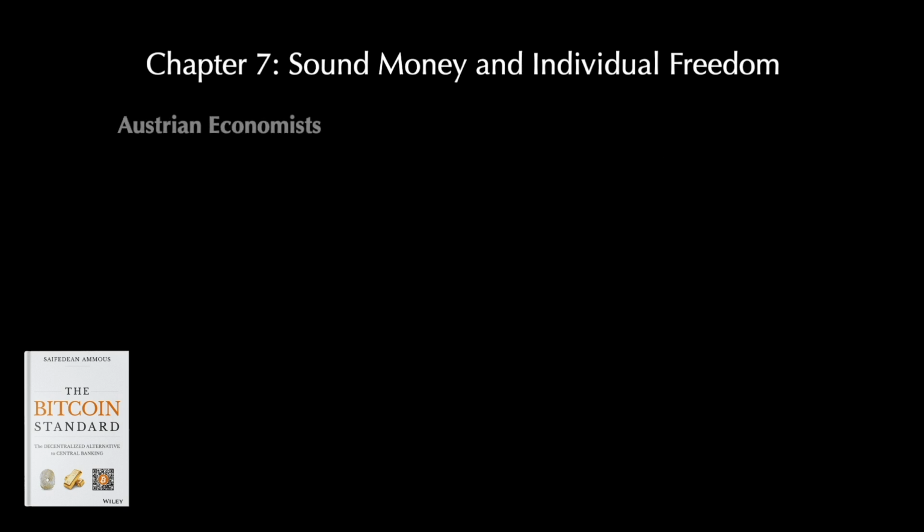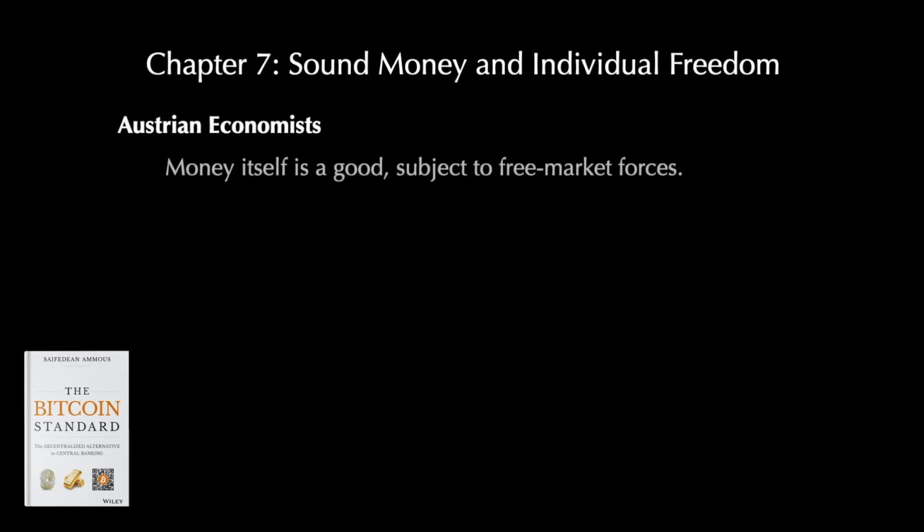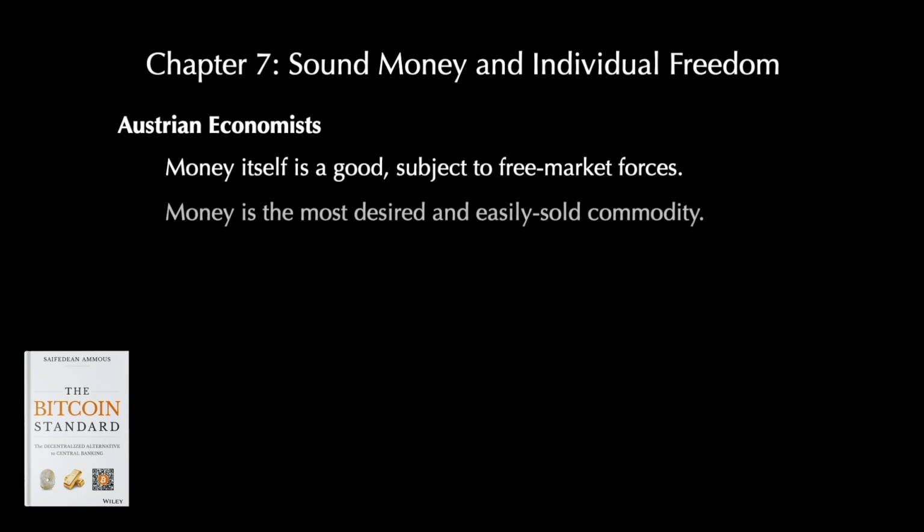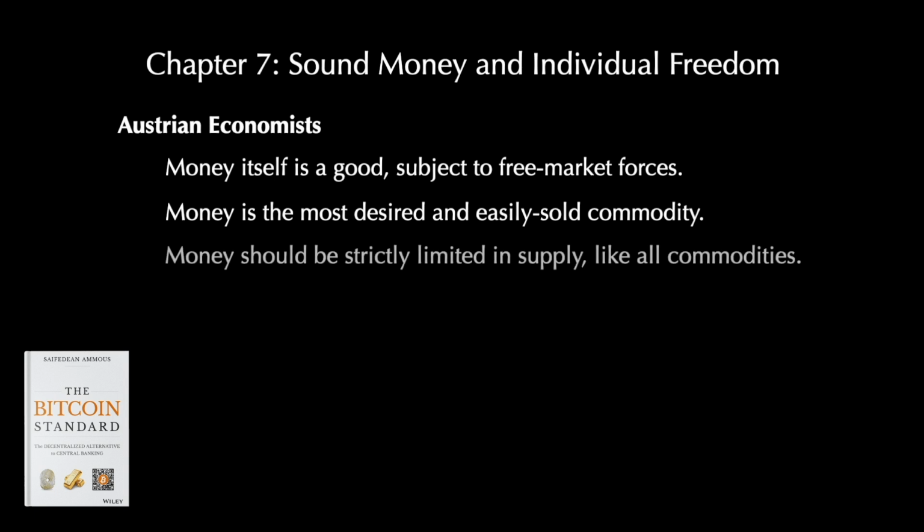Austrian economists, on the other hand, believe that money itself is a good, like any other commodity, and is not outside the free market forces. Money is the most desired and the most easily sold commodity of all. Like all other commodities, money should be strictly limited in supply. If the money supply is limited, it will increase in value over time, forcing governments and citizens to be careful and thoughtful about how it is spent.